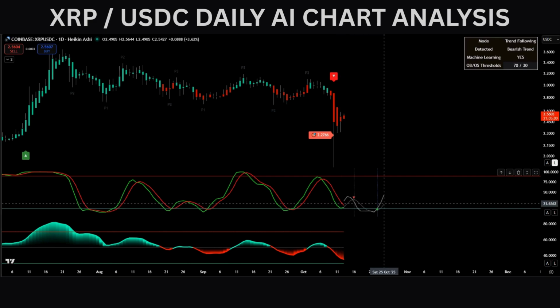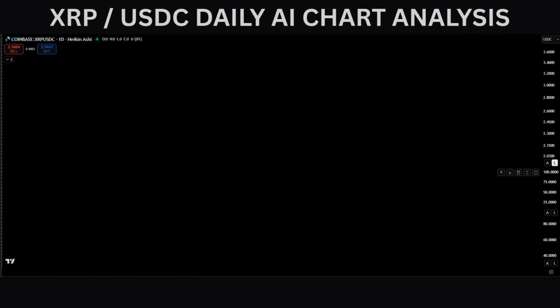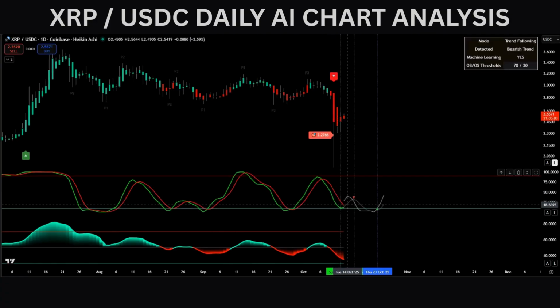Right now, both stochastic lines have crossed downward and are sitting in the lower 25% region. This indicates bearish momentum, but also potential oversold conditions forming. What's interesting is that the projection, the gray clone lines, shows a slight upward curvature forming ahead, which suggests a potential bottoming process and an early hint of a reversal attempt in the coming sessions.